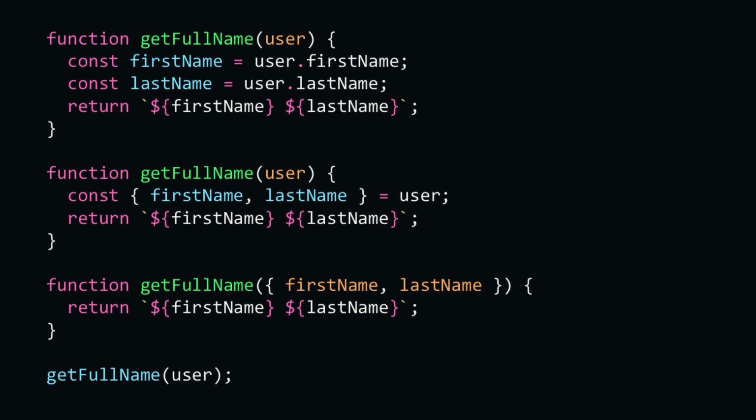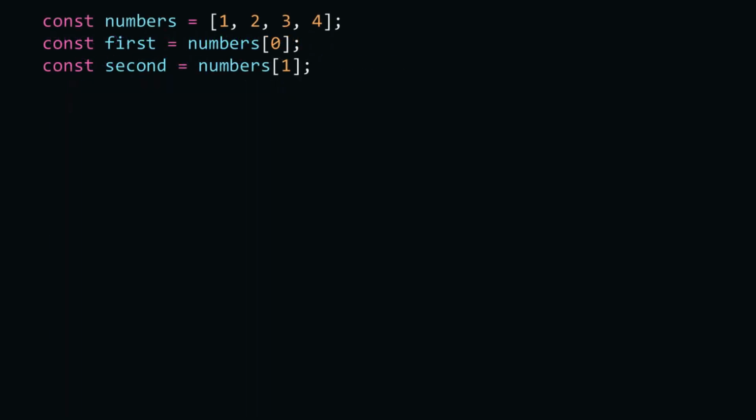Moving on to array destructuring, which follows a similar principle. Traditionally, accessing elements from an array might look like this. In this snippet, we access the first two elements of the array numbers by referencing their indices. This is not only verbose but also error-prone, especially with larger arrays. The destructuring approach simplifies it. This single line replaces the two lines of the previous example, making the code more concise and easier to understand.